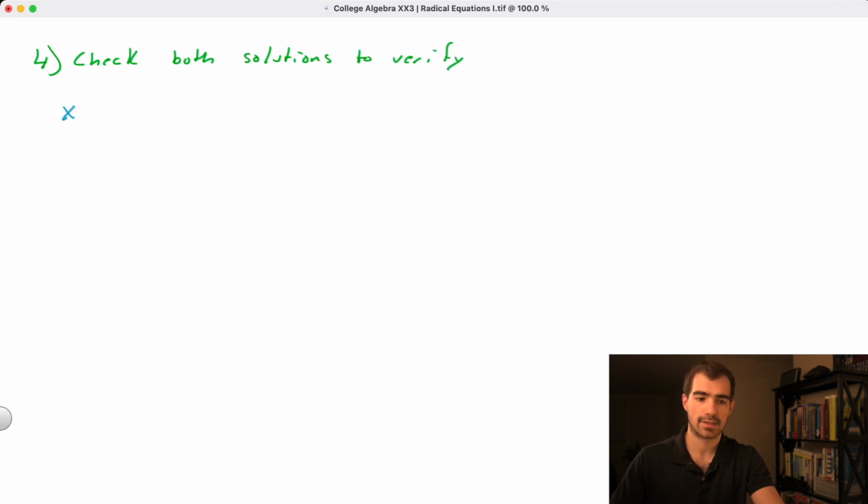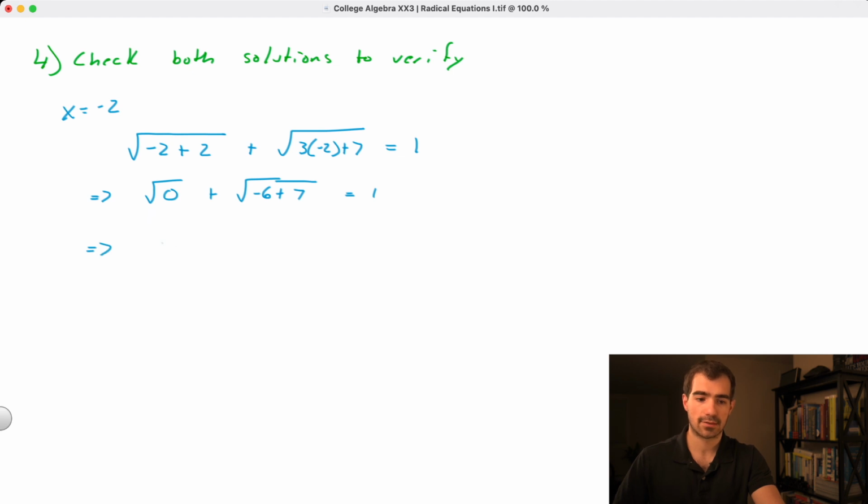If we start with x is equal to -2, we'll have the square root of -2 plus 2 plus the square root of 3 times -2 plus 7 equal to 1. And if we simplify this, -2 plus 2 is going to give us 0. 3 times -2 is going to give us -6. The square root of 0 is just 0. -6 plus 7 is equal to 1. And so we have the square root of 1, or 1, is equal to 1. Because this statement is true, that confirms that this is indeed a solution.